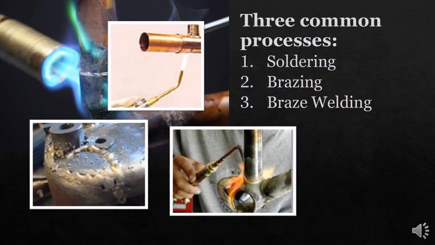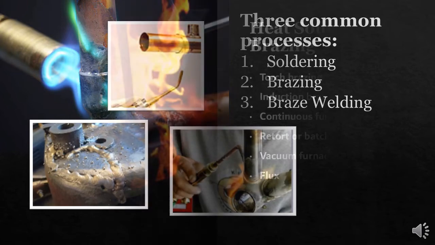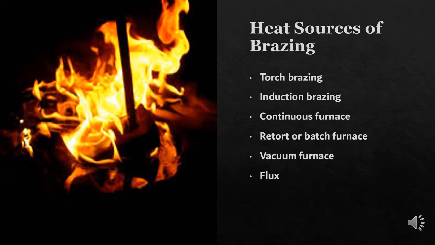So we can see in the picture, there are three common processes in brazing itself. There are soldering, brazing, and braze welding. Next, heat sources of brazing. Basically, it is typically provided by a handheld torch, a furnace, or an induction heating system. There are torch brazing, induction brazing, continuous furnace, retort or batch furnace, vacuum furnace, and flux.